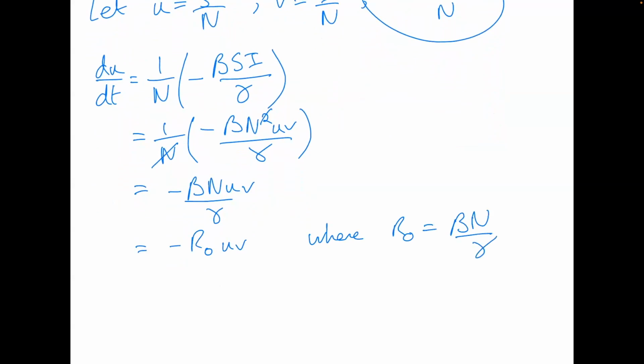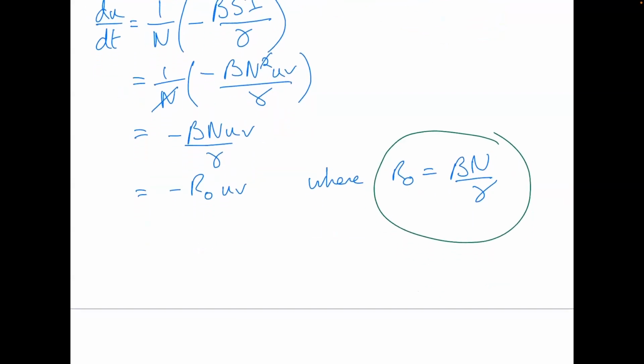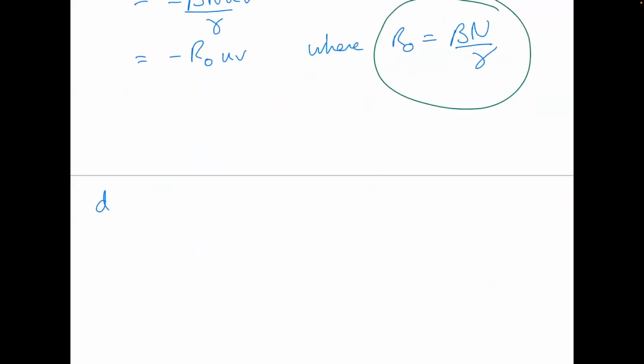We'll talk about this more next week. This is known as the basic reproduction number. This is the most important quantity in mathematical epidemiology. So that was my equation for susceptibles.